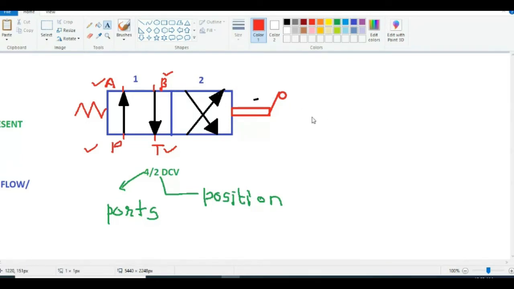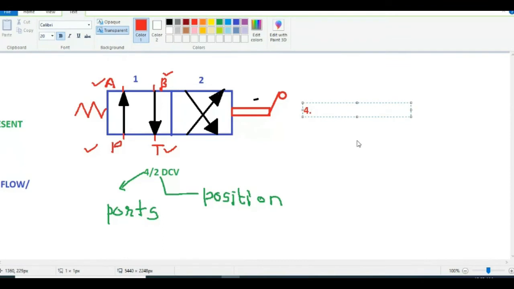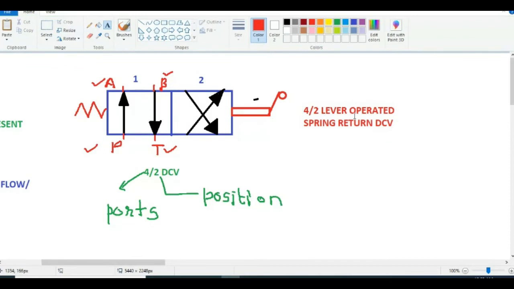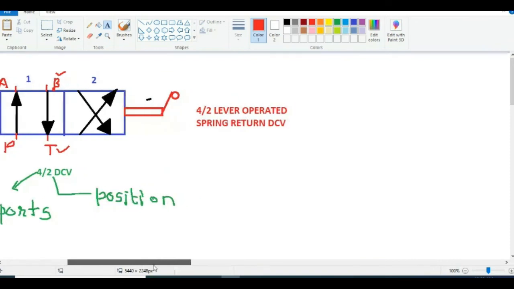So what is the name of this direction control valve now? 4 by 2, operated by the lever, with spring return. It is a 4 by 2 lever operated spring return direction control valve. The same symbol I have written, just operated with the help of a lever. There are different types of actuating methods for the direction control valve.